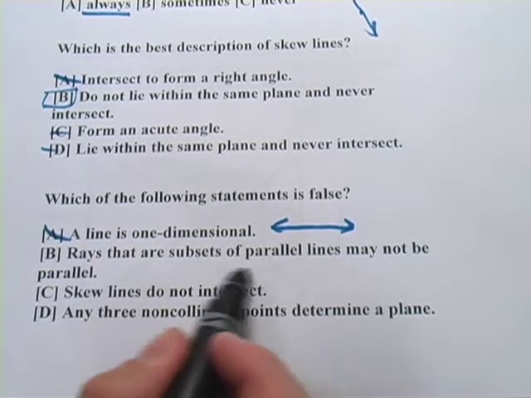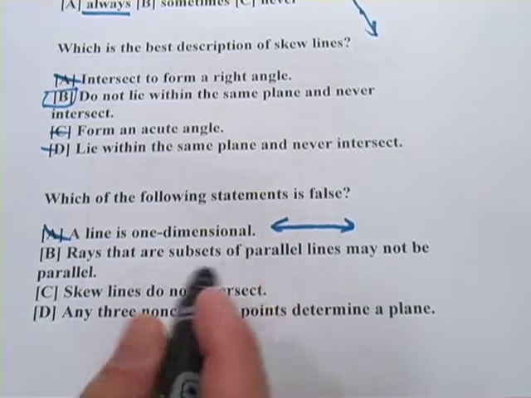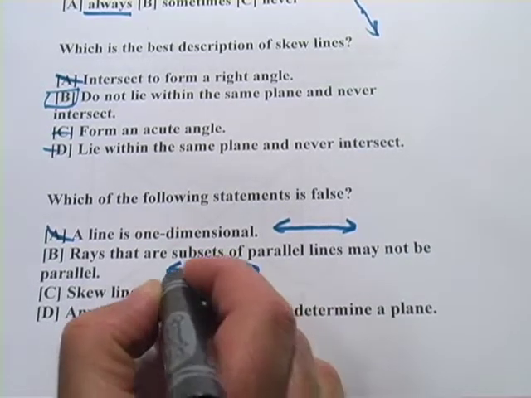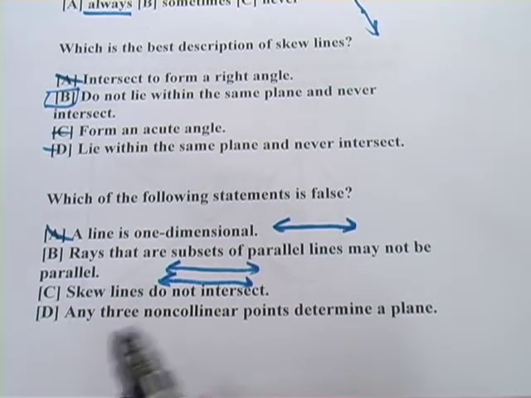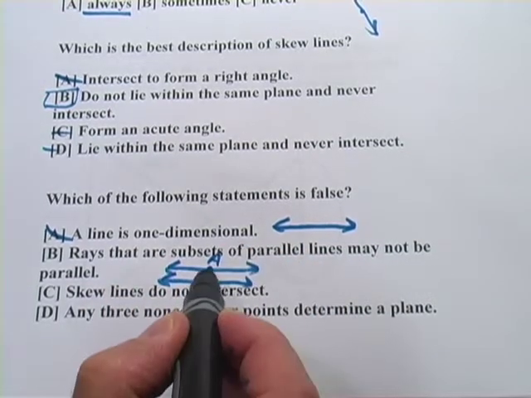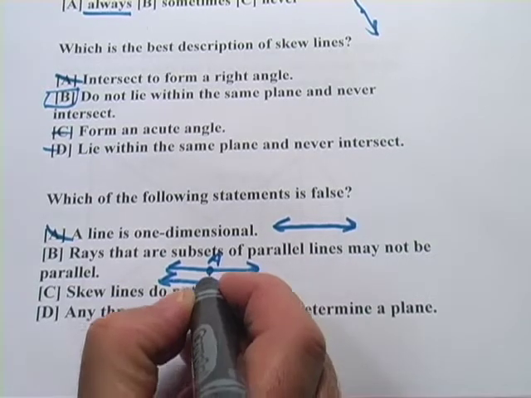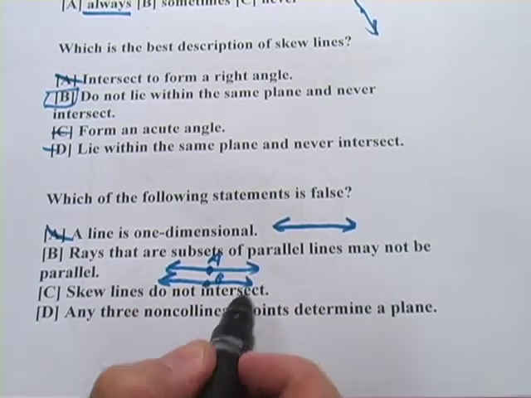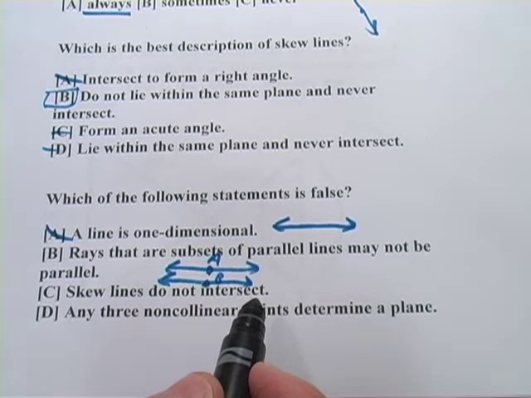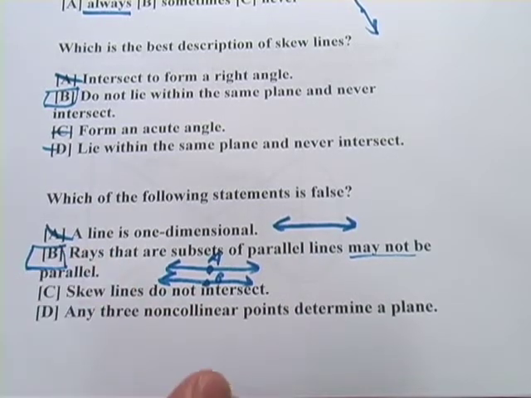B says rays that are subsets of parallel lines may not be parallel. Now that sounds a little tricky. Let's think about this. Let's say we have two parallel lines. So they're going exactly the same direction. They never cross each other. To make a ray that is a subset of a line, you just put a point there, and then we have ray A that goes from this point A all the way out in this direction. And we could make another ray down here, ray B. Now, if the lines were parallel, the rays are definitely going to be parallel. So this one's actually false because it's saying they may not be parallel. And that's what we're looking for. We're looking for the false one.